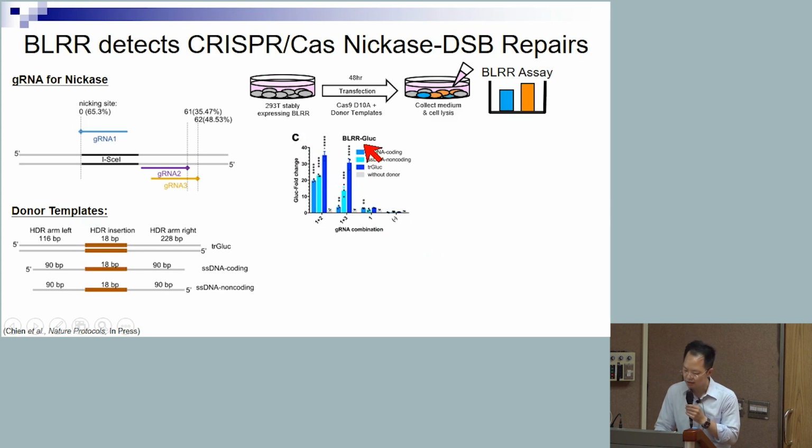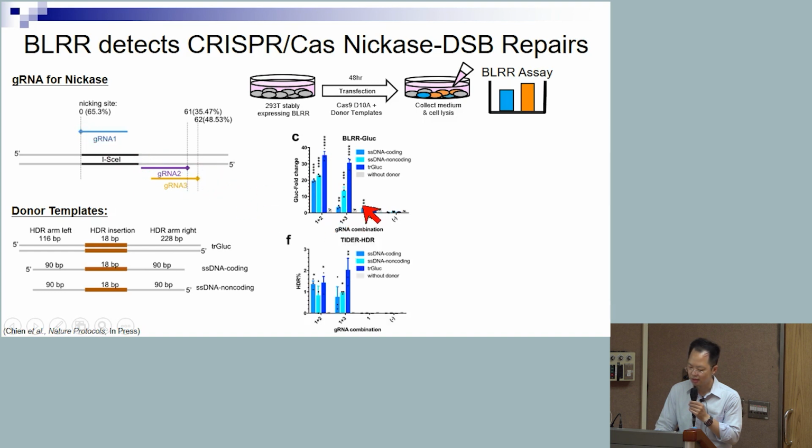On the left here is our BORR with a G-Luc assay, which measures HDR. We show that using single-stranded DNA, coding or non-coding, which is essentially our control, doesn't do much HDR repair. But if you have the truncated donor template, then it's nicely repaired right here. And this is just double nicking: nicking sites 1 and 2, or double nicking at sites 1 and 3. With double nicking, we can start detecting HDR quite precisely.